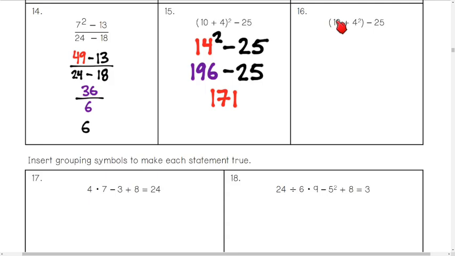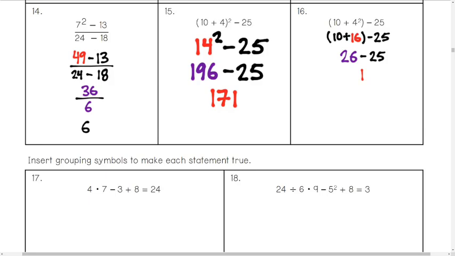For our next one, we notice that we have parentheses, but also inside of that parentheses we have an exponent. So that will actually be my first step. I'm going to go ahead and square the 4, and that 4 is going to be turning into 16. I bring down what I didn't use, and I get 10 plus 16 in parentheses minus 25. I then do parentheses again, and that would be 10 plus 16, which would give me 26, and then 26 minus 25 gives me 1 as a final answer.